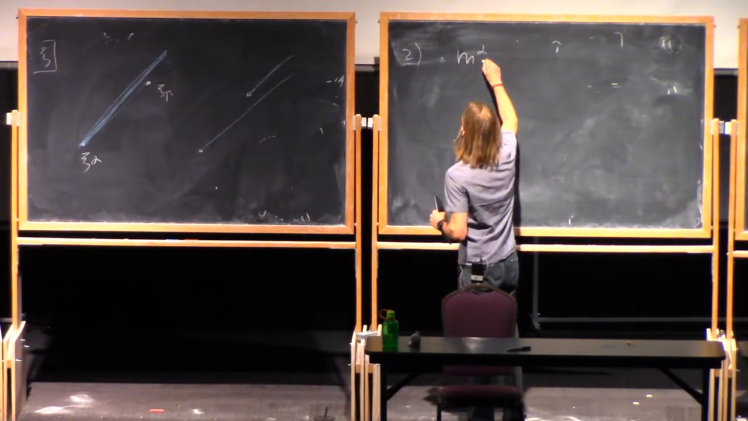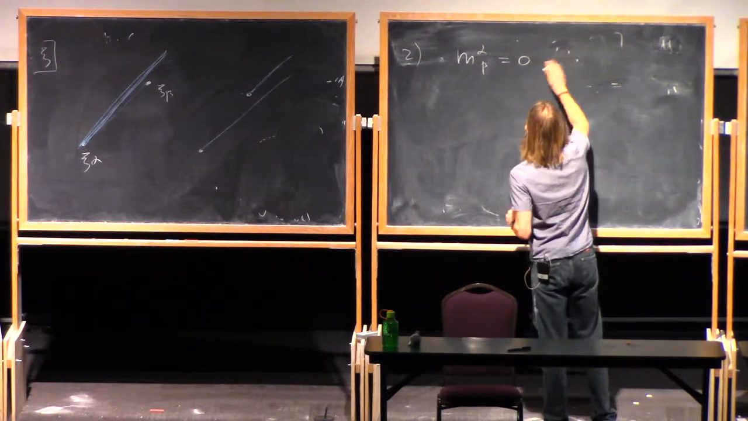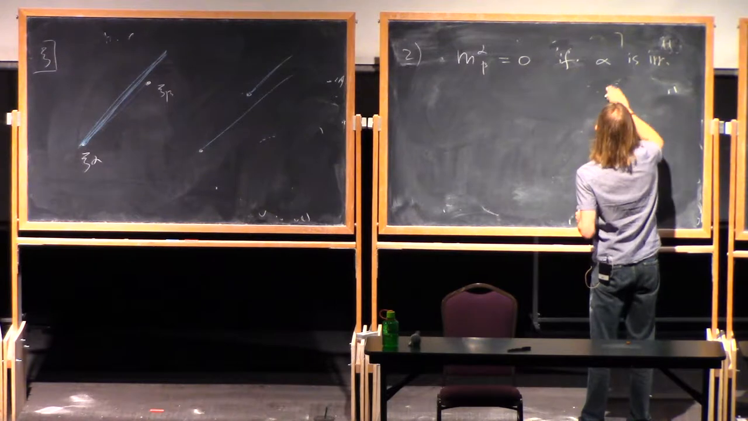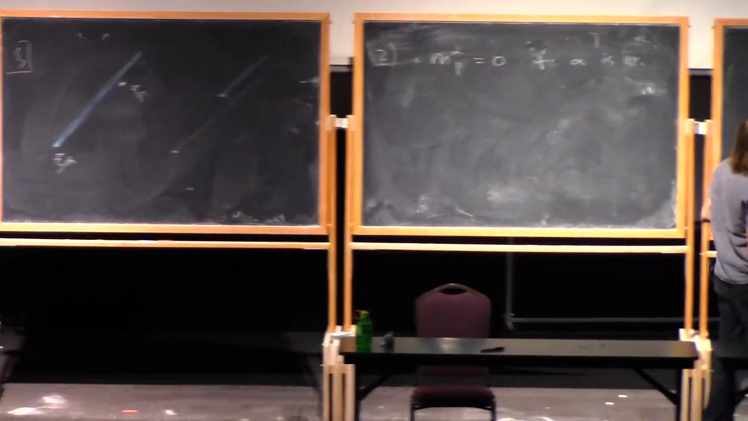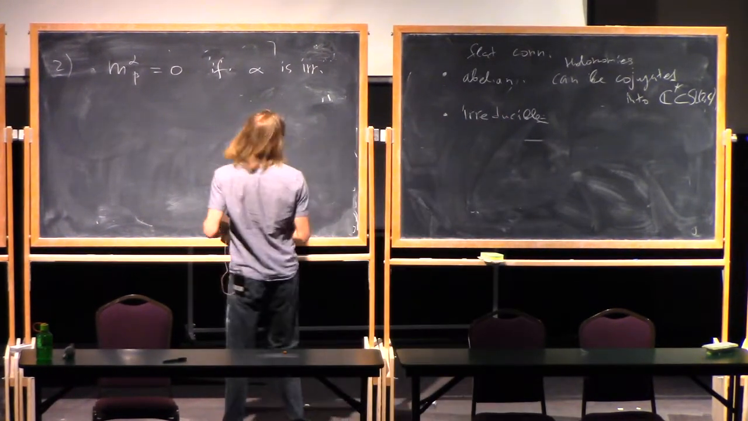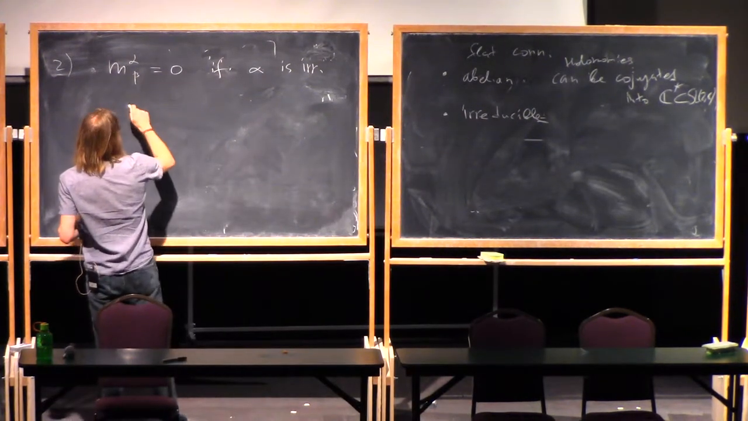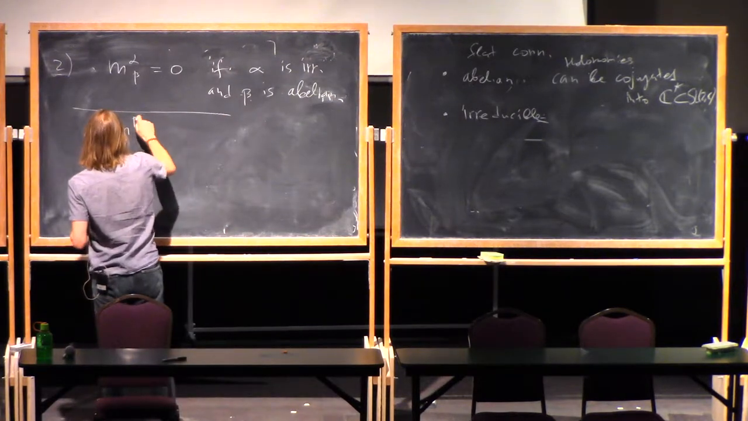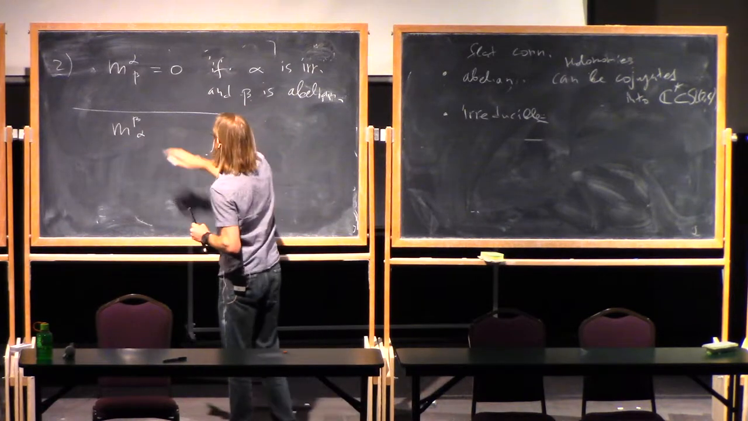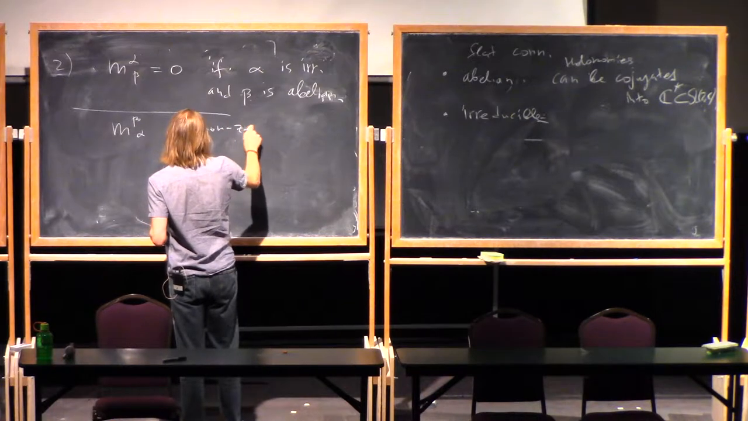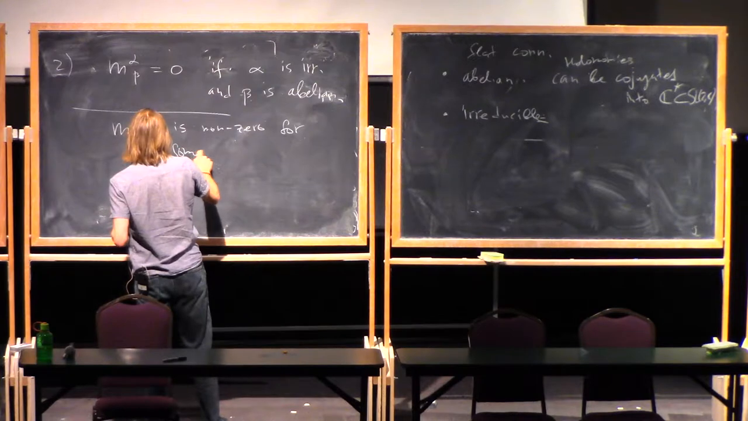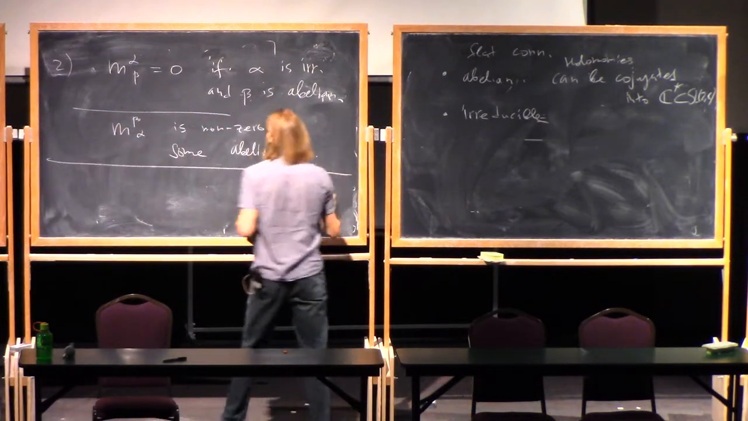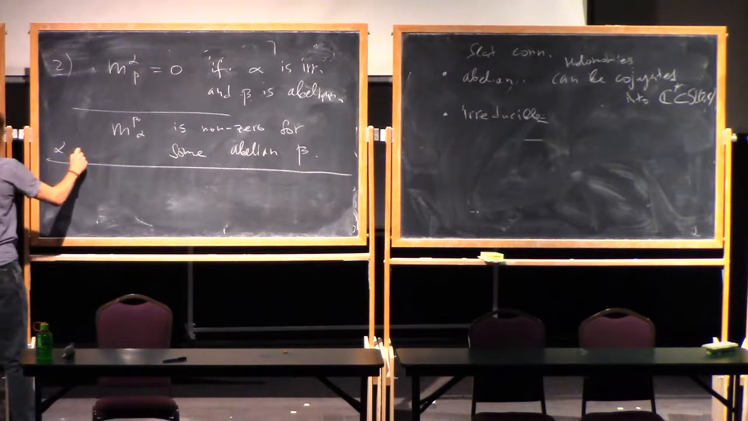Okay, so the statement is that this is zero whenever alpha is irreducible and beta is abelian, but the other way around, if alpha is irreducible and beta abelian, it is non-zero for some abelian beta, where alpha is irreducible.